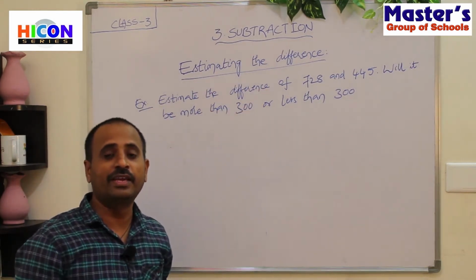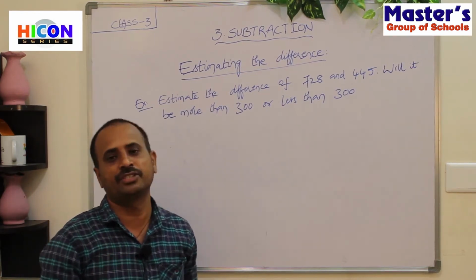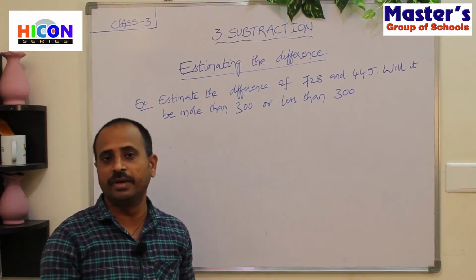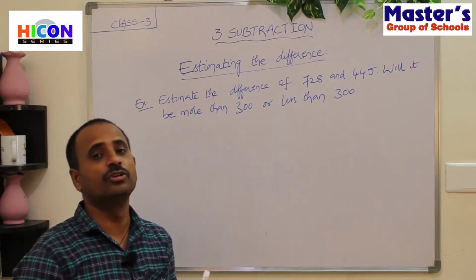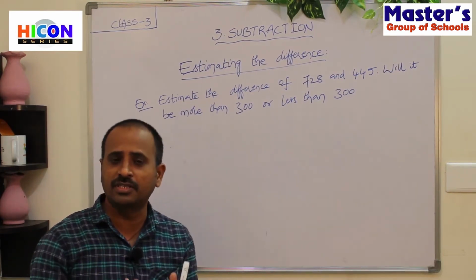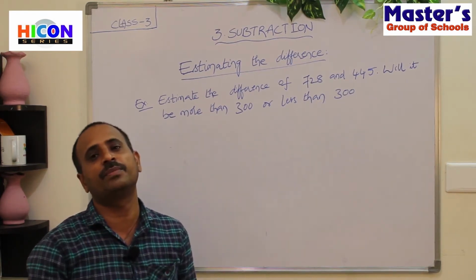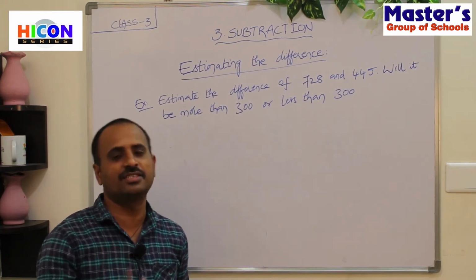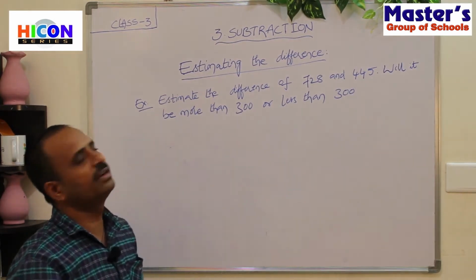So children, we can estimate the difference of two numbers without doing subtraction. Without doing the subtraction, we just say the approximate answer, or the approximate difference of the two numbers, without doing the actual subtraction. So we can see the nearer answer for the difference between two numbers. So how can we estimate the difference?